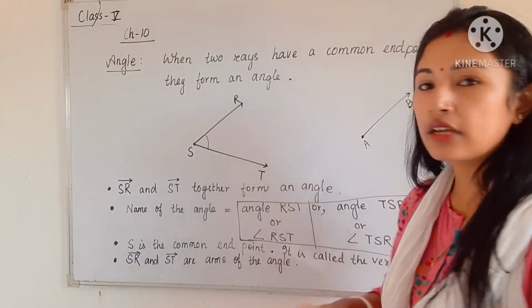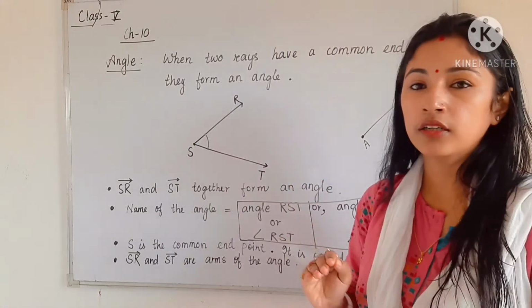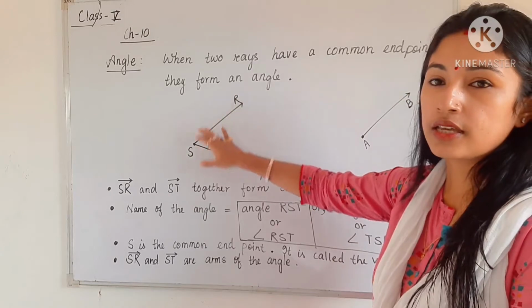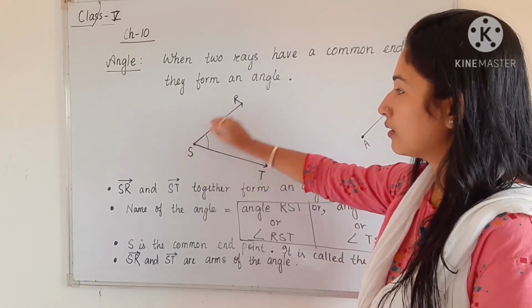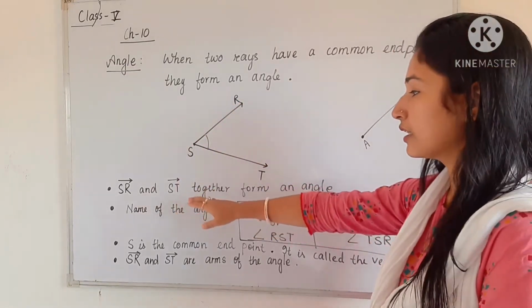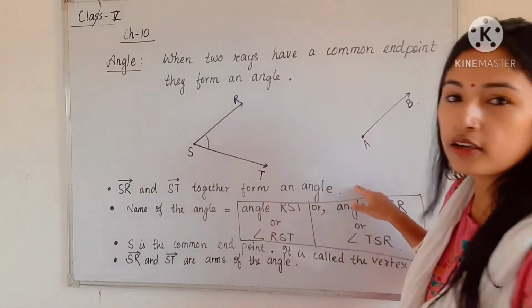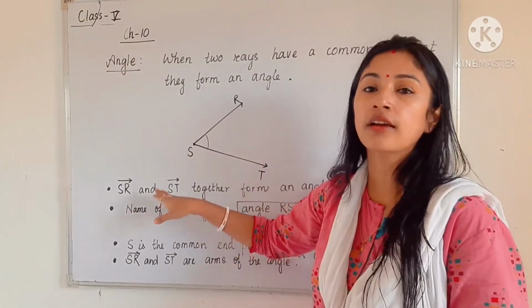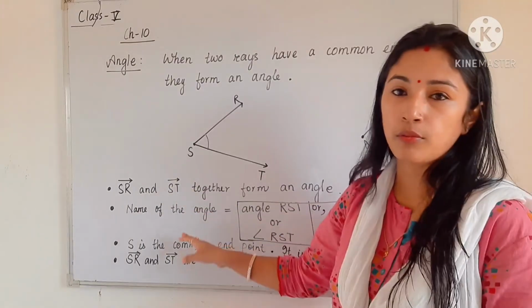So what is the name of this angle? Let us discuss that part. See what points I have written. These are some characteristics of this angle. This is an angle I am forming, and these are the basic things in angles that I am discussing in the points. Here SR and ST together form an angle, that I already discussed, and SR and ST are rays. Next is the name of the angle, that is the most important point.